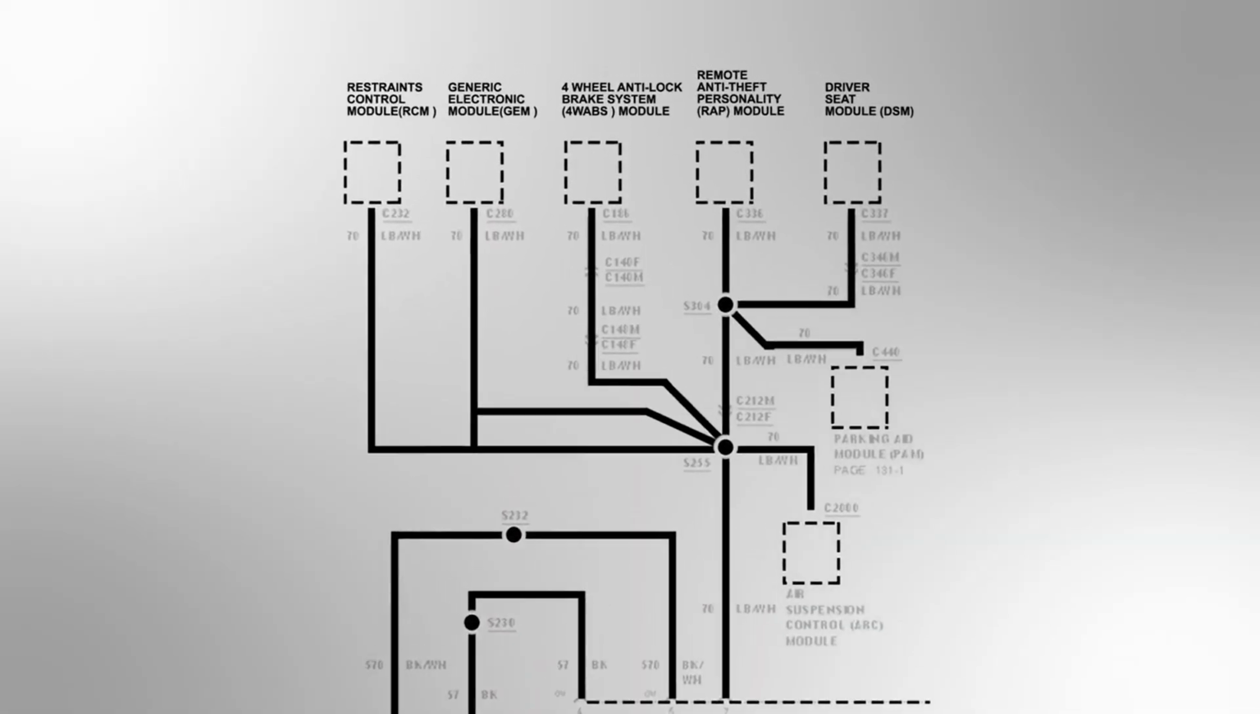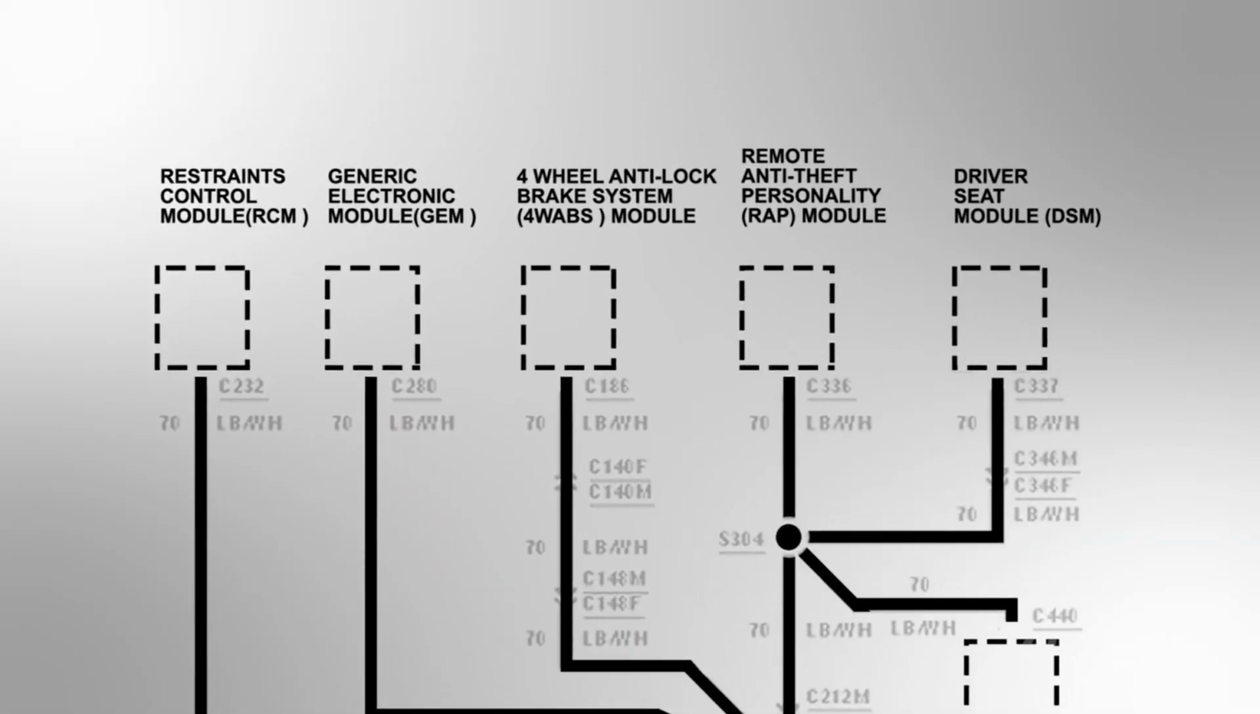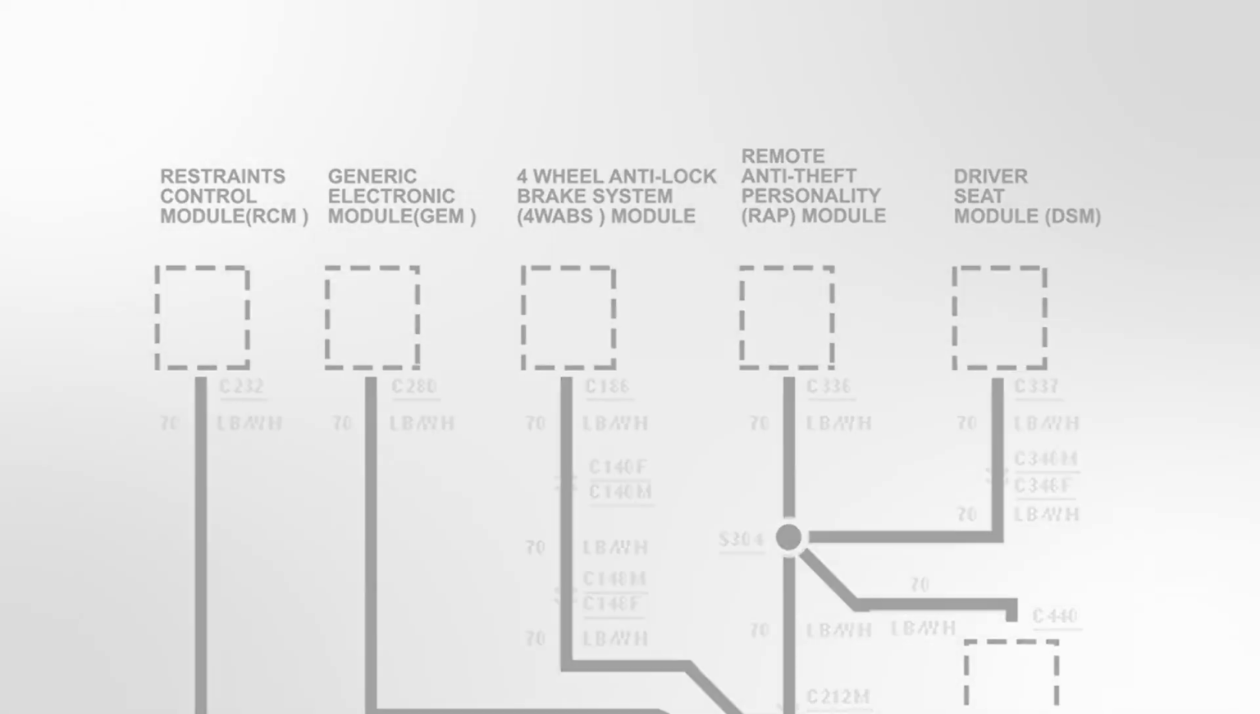If your vehicle doesn't have a removable star point, it will be necessary to disconnect each of the modules in turn to find the short to ground or short to voltage. If all the modules are disconnected and the fault still exists, there is a fault in the wiring.